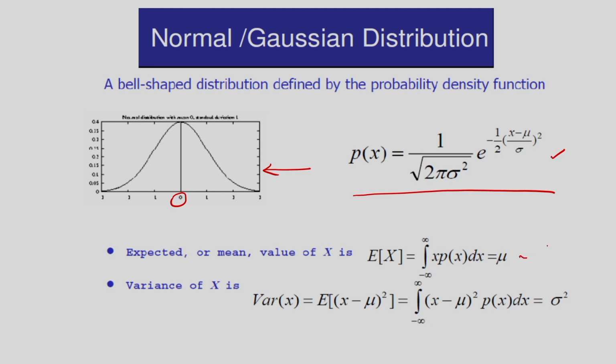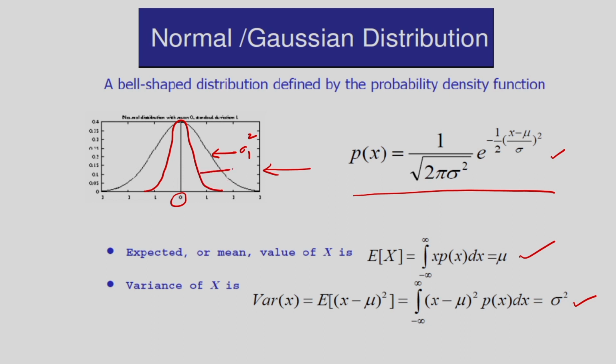So I can determine the mean of this random variable, E(x). I can also determine the variance of x. In this case, suppose this variance is sigma 1 square, and suppose I am considering another Gaussian function, something like this.